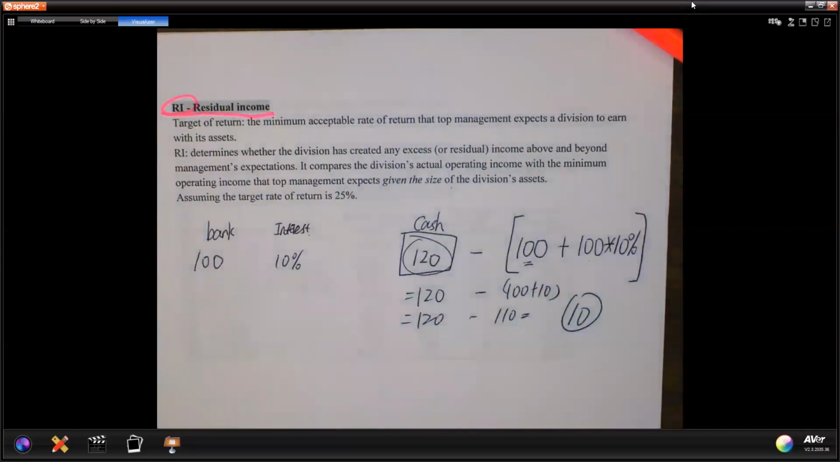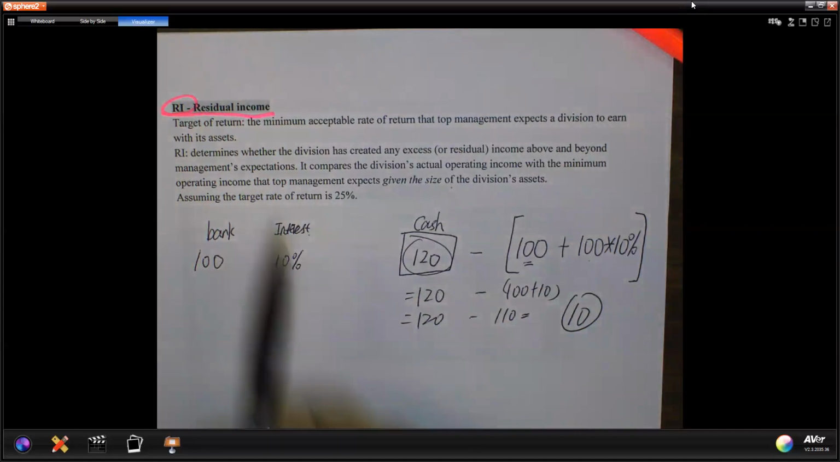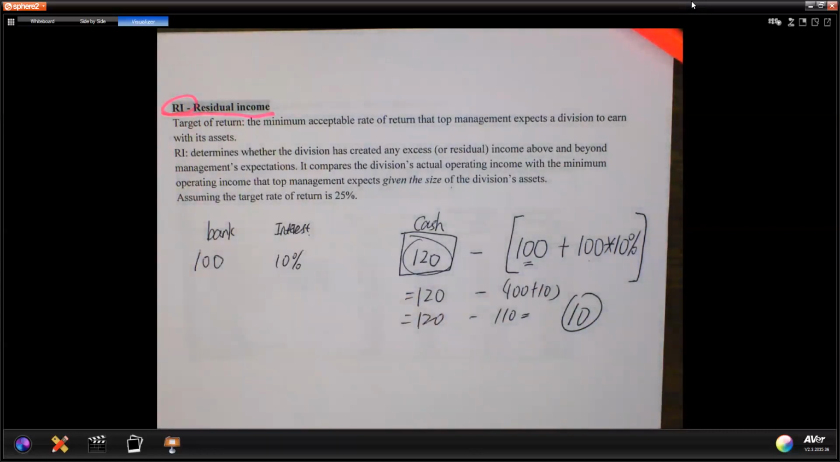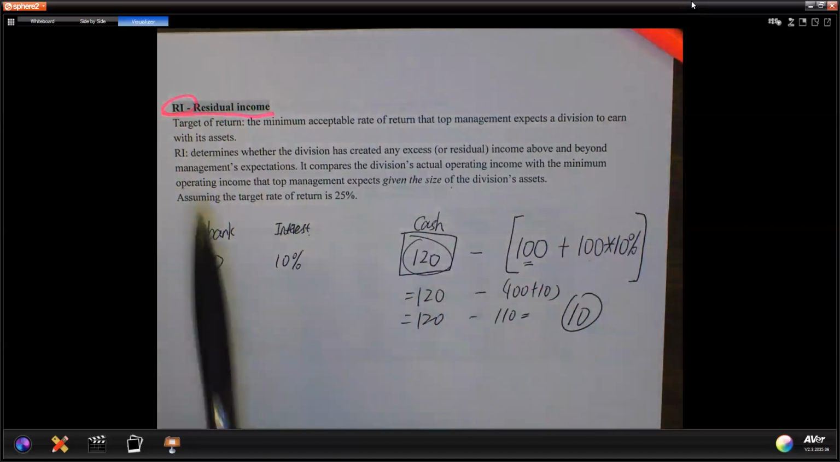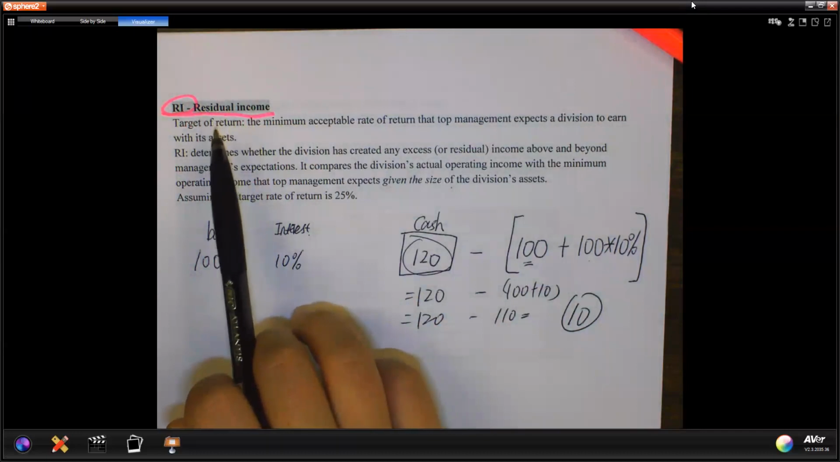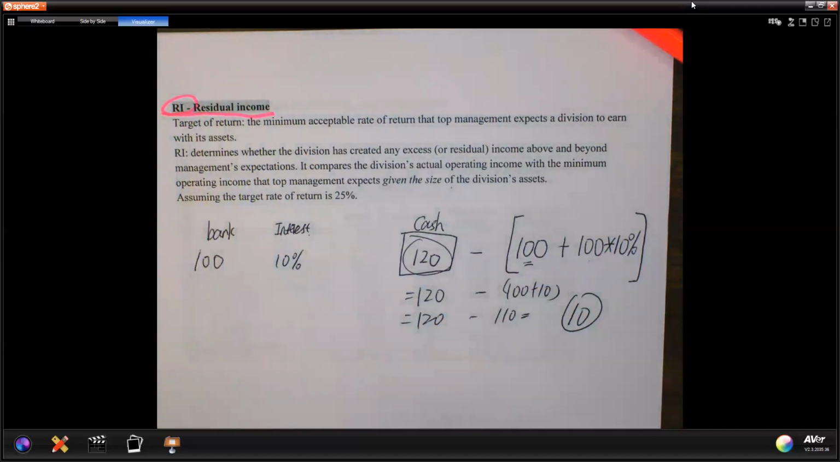$10. How do we call this in our fancy accounting? We call it residual income. Does this make sense? Ta-da, right? It's your income, but it's the residual. What's the meaning of residual? The money left for you after you pay the principal and the interest. Yeah, that's the residual income. That's the ROI. You got it.